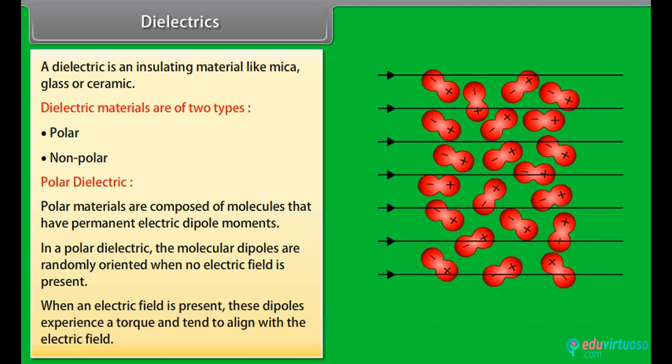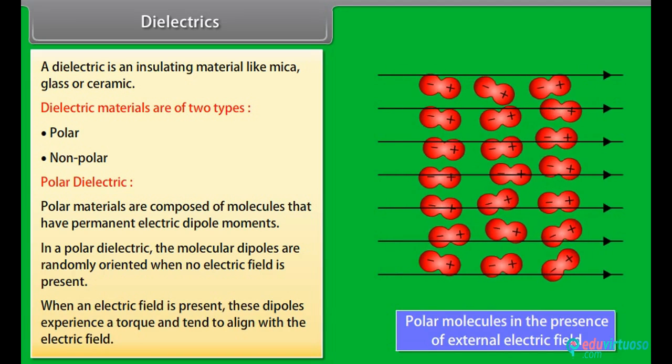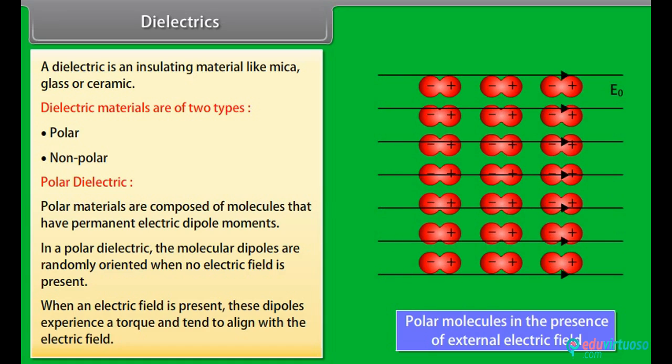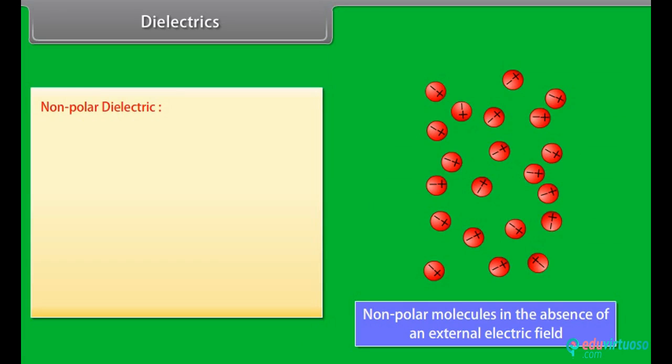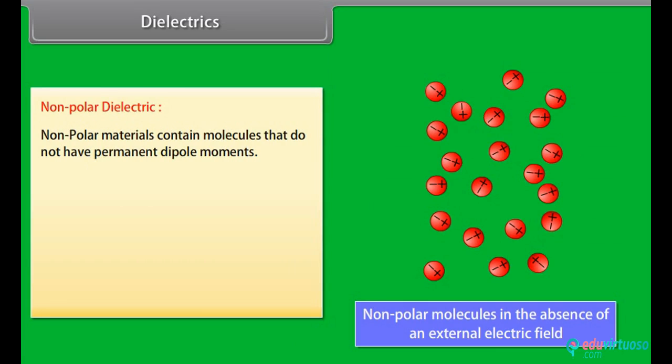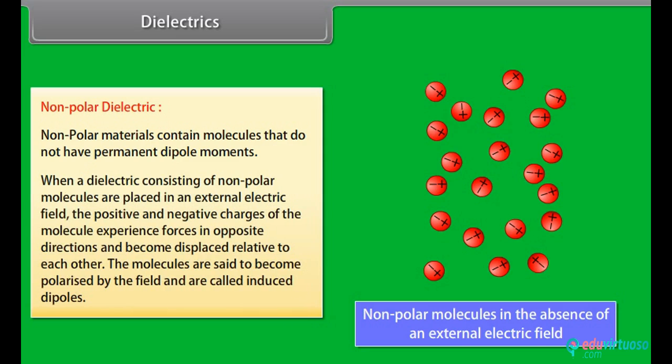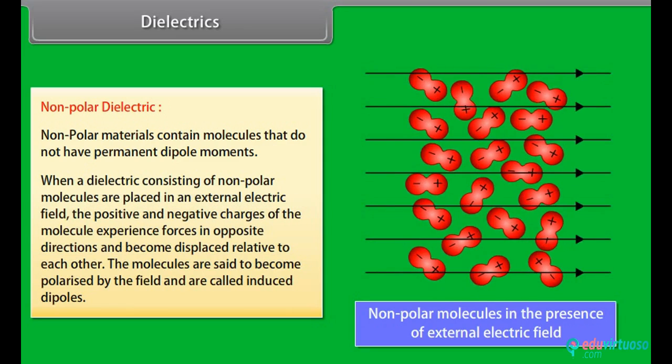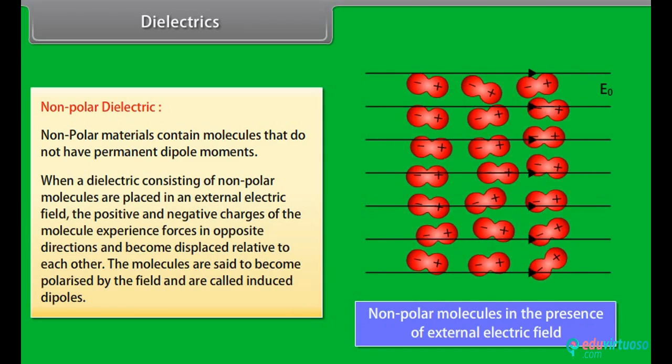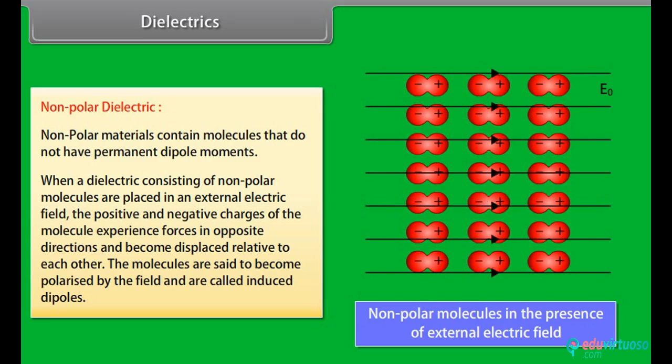When an electric field is present, these dipoles experience a torque and tend to align with the electric field. Non-polar dielectric. Non-polar materials contain molecules that do not have permanent dipole moments. When a dielectric consisting of non-polar molecules is placed in an external electric field, the positive and negative charges of the molecule experience forces in opposite directions and become displaced relative to each other. The molecules are said to become polarized by the field and are called induced dipoles.